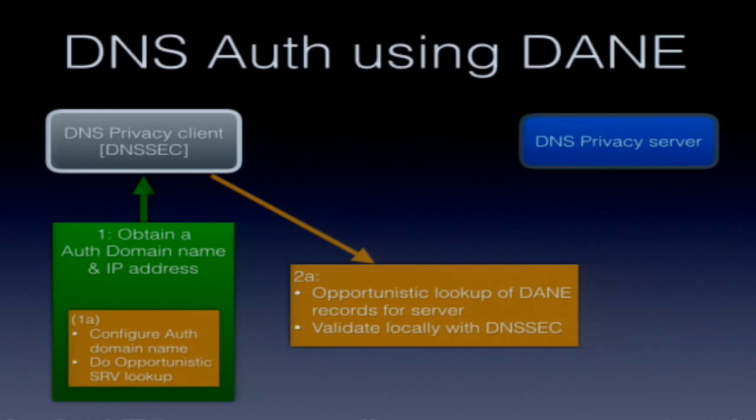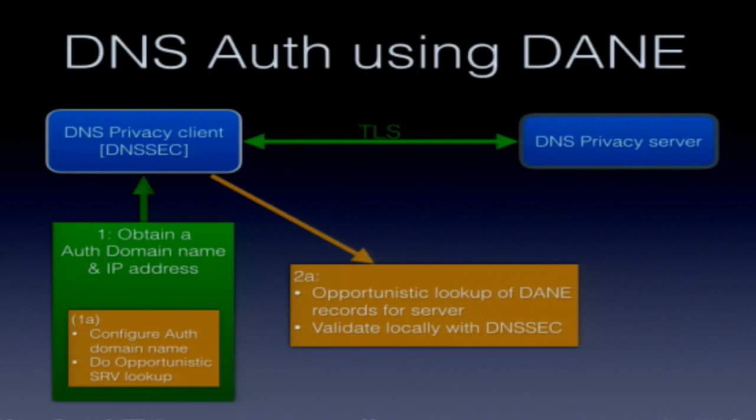So probably it will be encrypted but not authenticated, but I need to go off and talk to some resolver and get those records. Once I have those records, I can use DNSSEC to validate them, say I'm good to go. Then the client can start the TLS connection, get the credentials from the server, validate them, and DNS resolution can start.